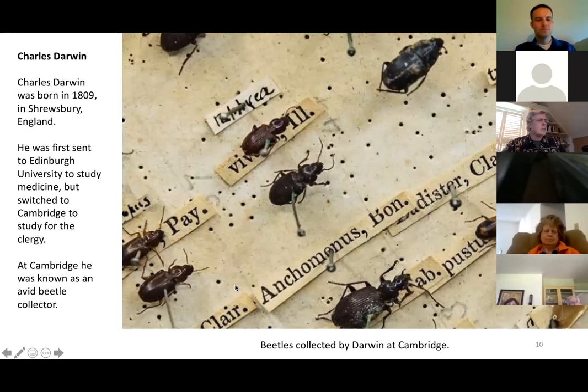And Darwin was born in Shrewsbury in England in 1809. He was not a remarkable student for the first little while. He was sent to Edinburgh University to study medicine, but he couldn't bear to watch the surgical demonstrations. This was pre-anesthesia, and operations were pretty grisly affairs back then. So he switched to Cambridge, where he studied for the clergy, and he became famous as a bug collector.